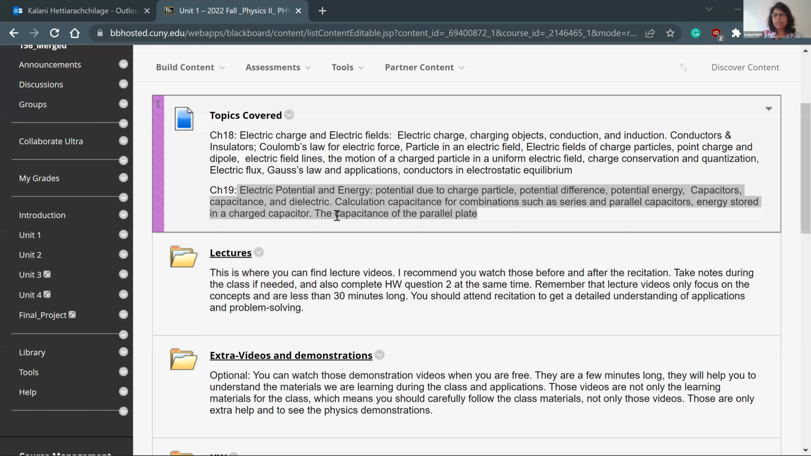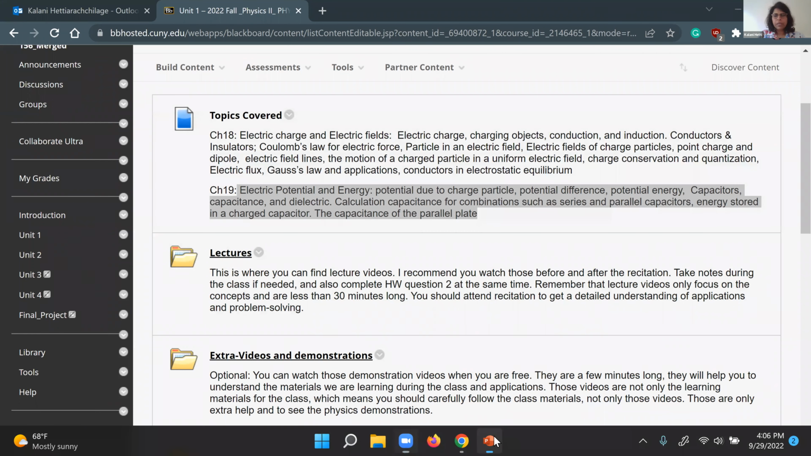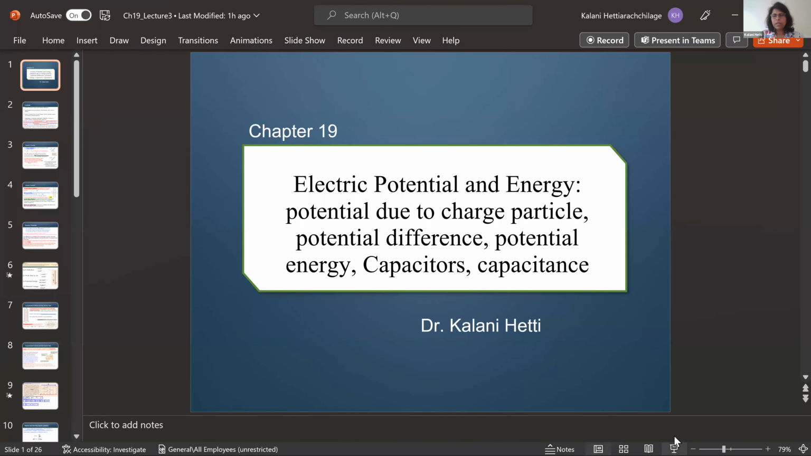Okay, so now let's move into your Blackboard page first a little bit. Okay, so we're going to work with Chapter 19. That will be the last section of your Unit 1. This will be a little longer chapter, where we talk about electric potential, potential energy, and also capacitors at the end. Now let's move into the slides.